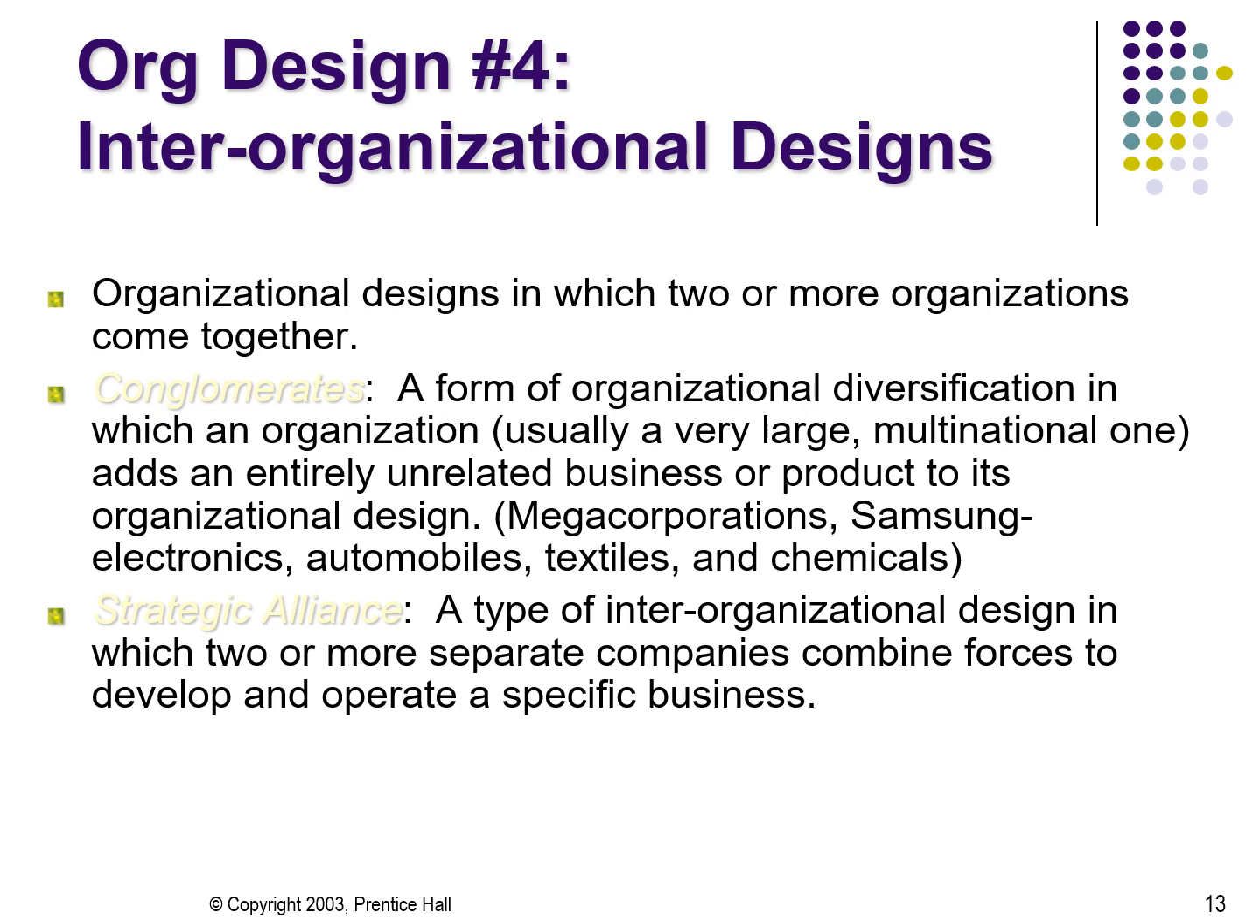And this is recognizing that not only do we need to think about organizational designs as single organizations, sometimes multiple organizations work with each other. So these are organizational designs in which 2 or more organizations come together for a common good. And there's basically 2 types: conglomerates and strategic alliances.